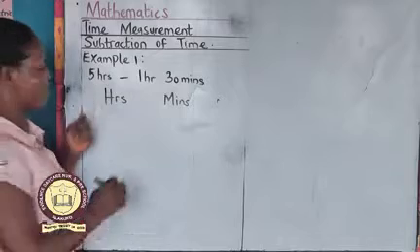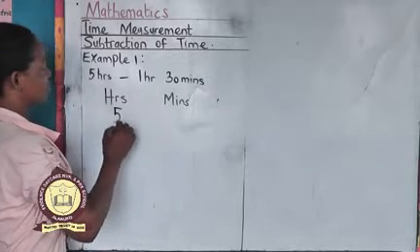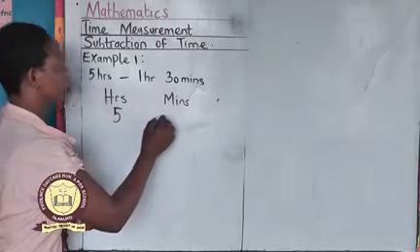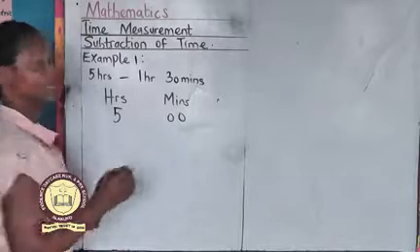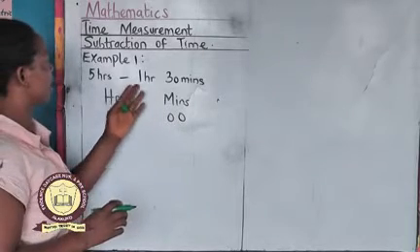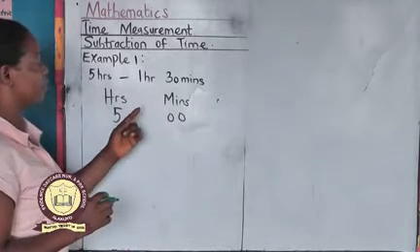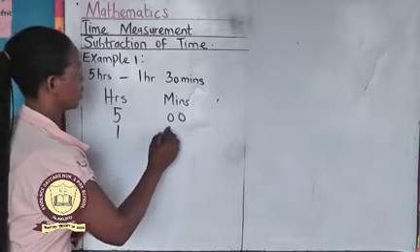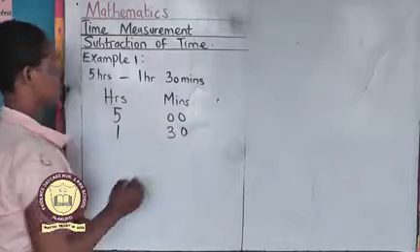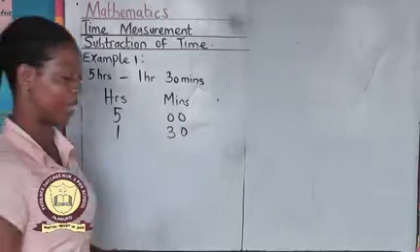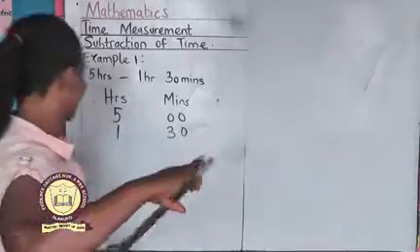So we have 5 hours. Since you don't have minutes, you have 00 as your minutes. Here you have 1 hour, my 1 hour 30 minutes, 30 minutes. What do you do now? You minus. Now let's minus it.